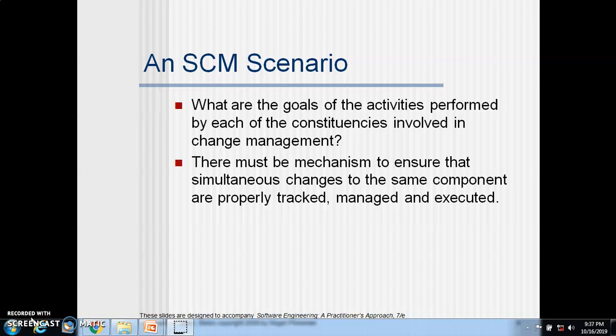Hello everyone, in this lecture we will see what is an SCM scenario. A typical configuration management operational scenario involves a project manager who is in charge of a software group, a configuration manager who is in charge of the configuration management procedures and policies, the software engineers who are responsible for developing and maintaining the software product, and the customer who uses the product.